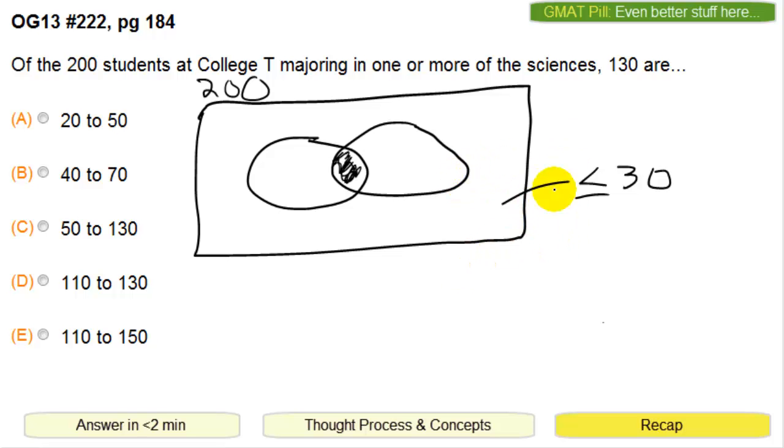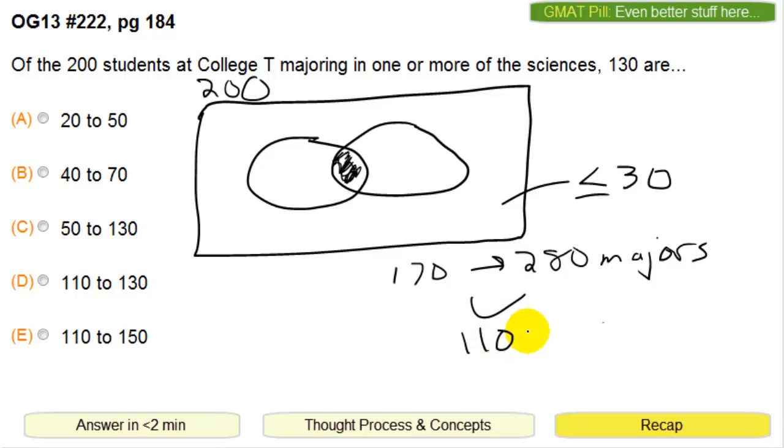And it turns out that of the 200 minus 30, 170 students, these guys make up 280 majors. And that seems really weird, because that means a lot of them must be double majoring. How many of them? Well, it's basically however much you exceed 170 by. And that turns out to be the difference, 110. And between D and E, you use your common sense and you find that 130 is the upper limit, because only 130 can double major. You can't have 150 of them double major. So that's why answer choice D is the answer.